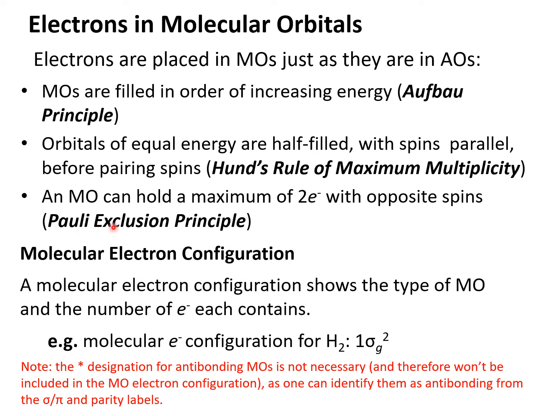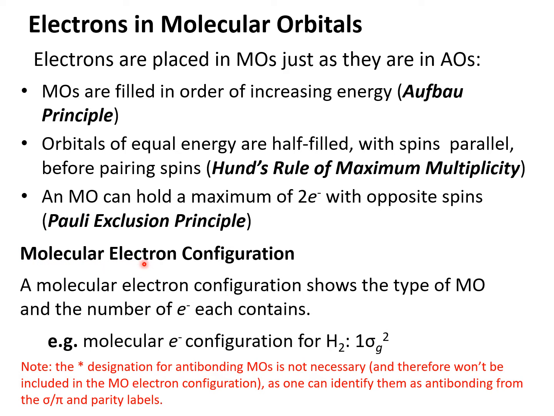Finally, we follow the Pauli exclusion principle, which states that each orbital can only hold a maximum of 2 electrons. And when we have 2 electrons in each orbital, they have to have opposite spin. So the first electron in an orbital will be spin up, and the second electron in an orbital will be spin down.